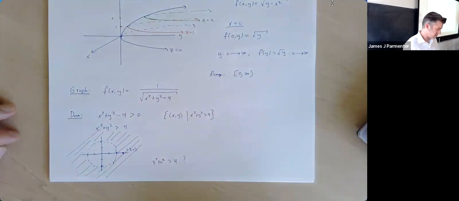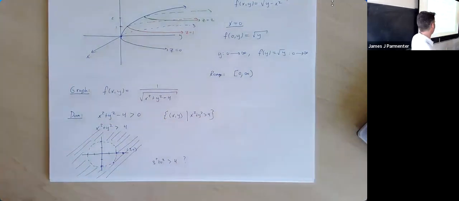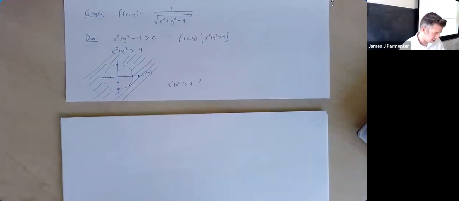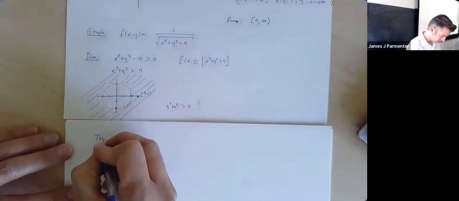And should we do the range? No, I think if you're going to do the range and you also have to do the graph, it's more sensible to draw the graph first, because that might help you intuit what the range is going to look like. So let's draw the graph. Let's draw some traces.